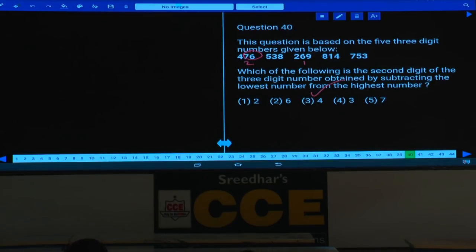Then 40th. Now in this question number 40, which of the following is the second digit of the 3-digit number obtained by subtracting the lowest number from the highest number? Now sir, what is the highest number here? 814. And what is the lowest number here?